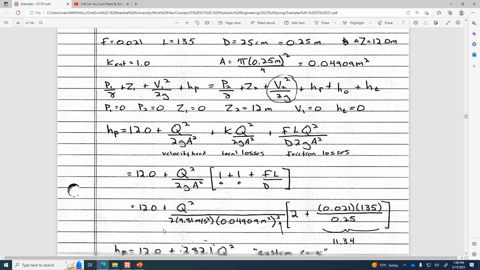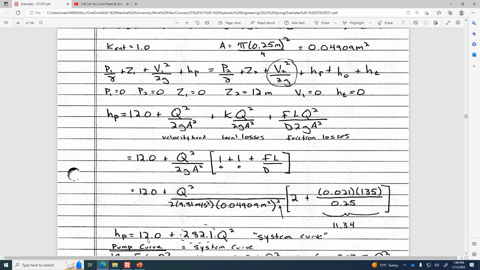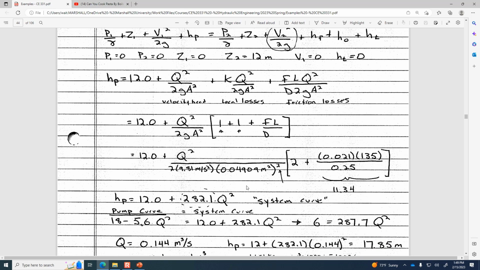The equation that I came up with for the system curve is 12, which is the elevation difference, plus 282.1 Q squared. And I think it would just be 281 if you neglect the velocity head. Well, it would be a bit lower if you neglect the velocity head, but that's a relatively minor part of it. So the overall structure of the solution is that you set the pump curve and the system curve equal to each other, and you find the operating point, so a certain flow rate.